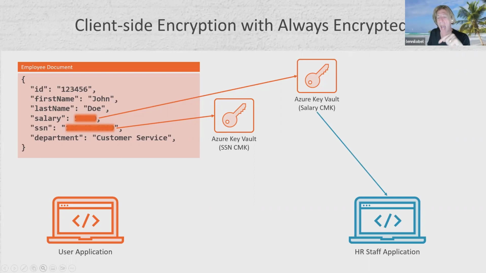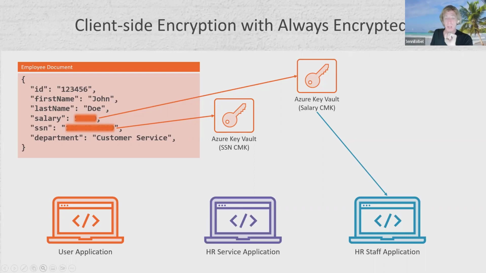Well, we will add the staff application, or more accurately, the app registration that we define in Active Directory for the staff application, to the access policy of the key vault holding the salary key, the salary customer managed key. But we will not add the staff application to the access policy of the other key vault for the social. Now we have another application, the service application. This is the all-powerful one, like it needs to be able to do everything. It needs access to the salary and the social. So we will add the app registration in the Active Directory for the service application to both key vaults. And so we should have access to both properties.